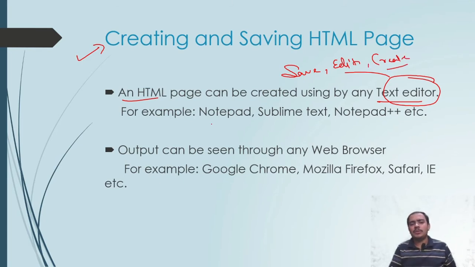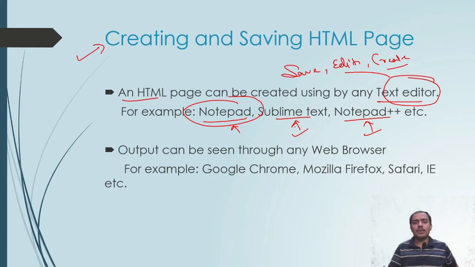Well, for this purpose, you can use any text editor software. It can be Notepad, Sublime Text, Notepad++, Composer, or any other as per your wish. Well, for now, we will discuss the use of Notepad only, but you can use any of these as per your wish. Now, once you are done with this creation part and you have saved your file and you want to check your output, the steps are very simple with HTML.